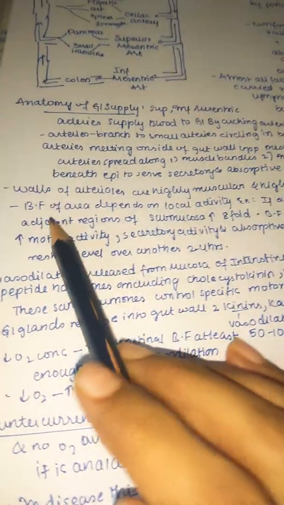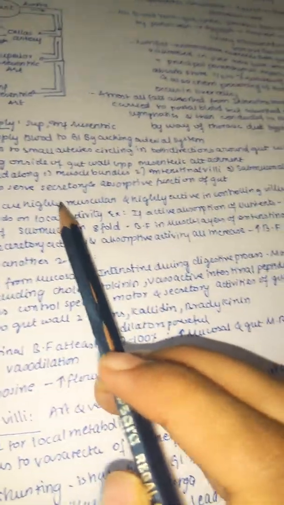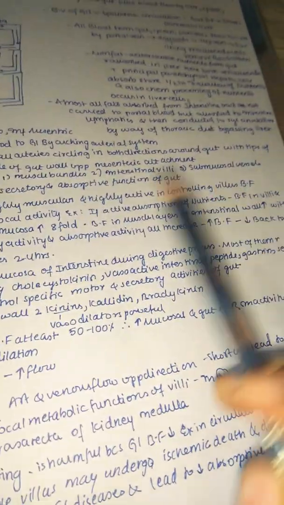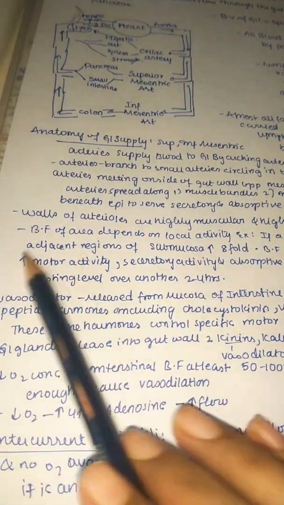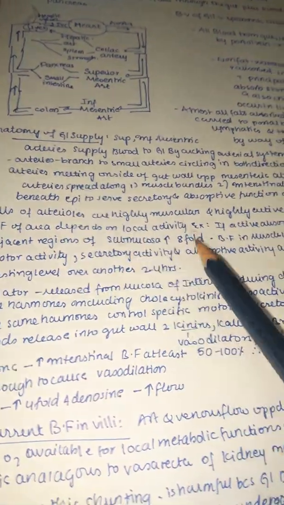For mainly the secretory and absorptive function of the gut. So the walls of arterioles are highly muscular and highly active in controlling the villous blood flow. We know this already. So the blood flow of an area mainly depends on the local activity, of course.